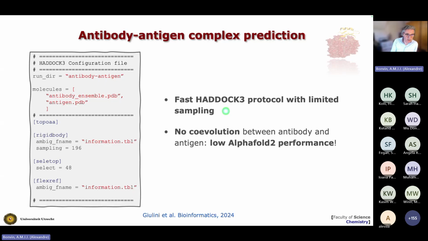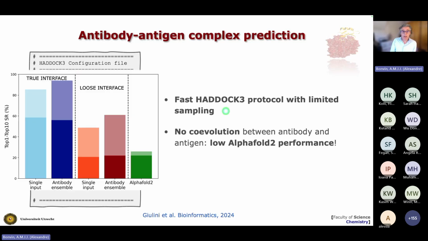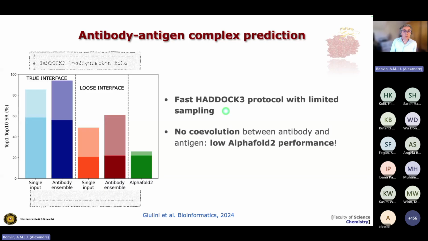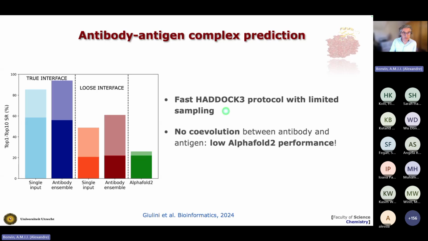You see 196 and 48. We had 96 core nodes at the time, so 48 allows you to run two on the same node. And here, of course, we assume that we have some knowledge on the binding side, on the antigen side, and for the antibody, we can use the CDR. We know which loops are involved in the binding to target the binding. So this is not a protocol if you have no idea where your antibody is talking to.